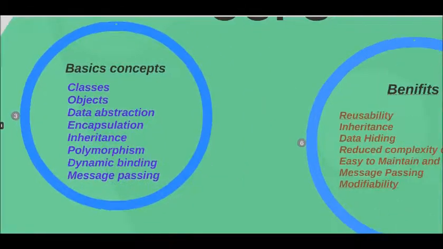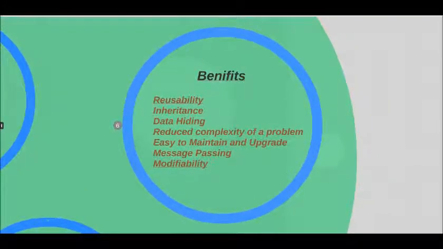Next are the benefits of OOPS, like reusability. You can use it again. Inheritance, as you've seen, is deriving classes from different classes. Data hiding is achieved by data abstraction for security purposes. Reduced complexity of a problem, so you can reduce the number of errors in coding. Next is maintaining and upgrading. Maintaining can be done easily with OOPS. And next is message passing, which is the process of communication. As I said, modifiability is like the editing process. You can edit or modify the data at any time as you want.